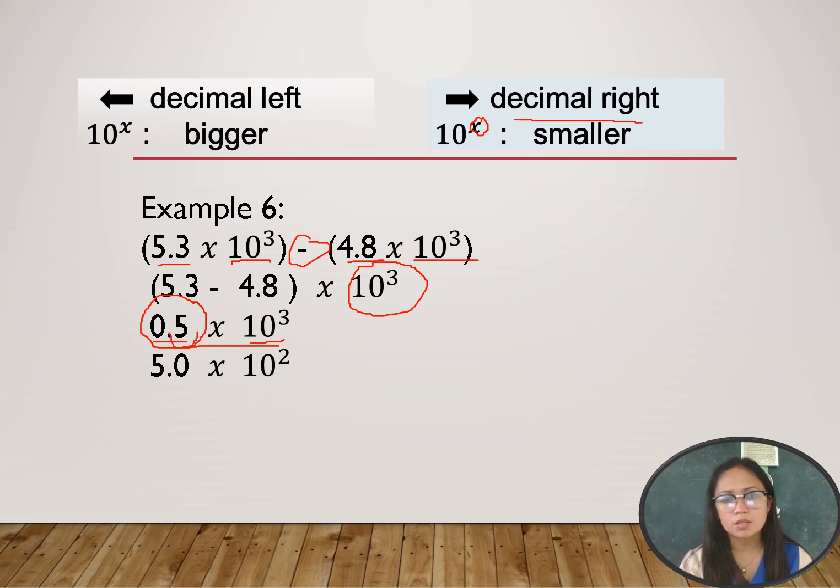So we'll try to move this one. It's 1. So the decimal point is here. So that's 5.0 times 10, we move it only once. So we will subtract 1 from 3. So that's 3 minus 1 is equal to 2. So that's the answer now. 5.0 times 10 to the power of 2.